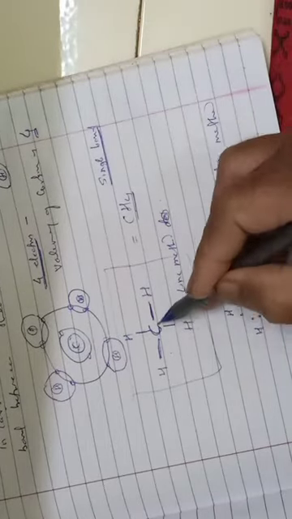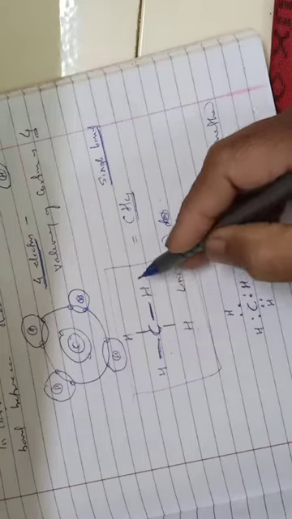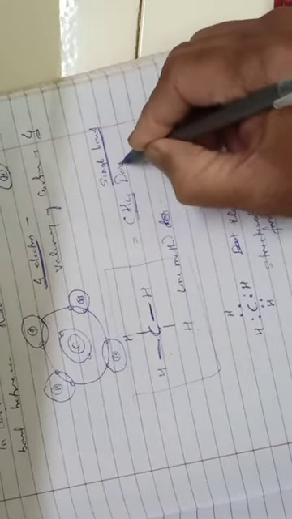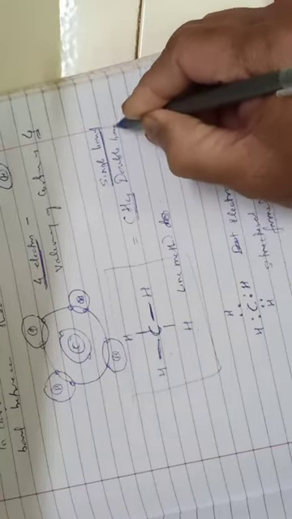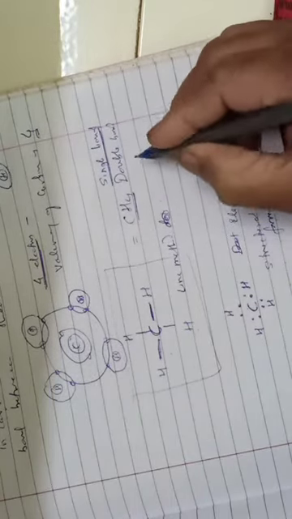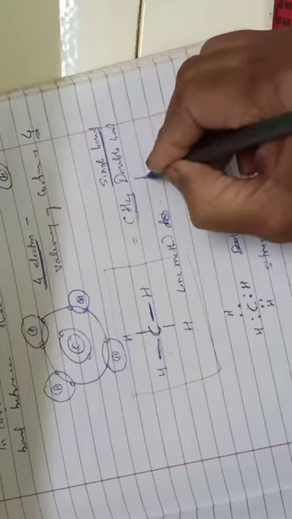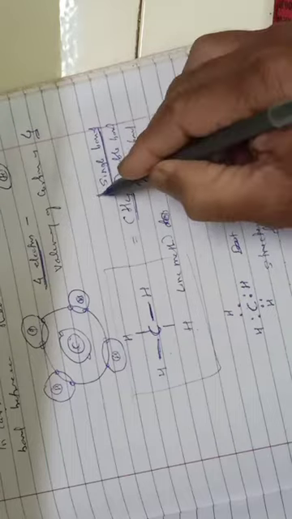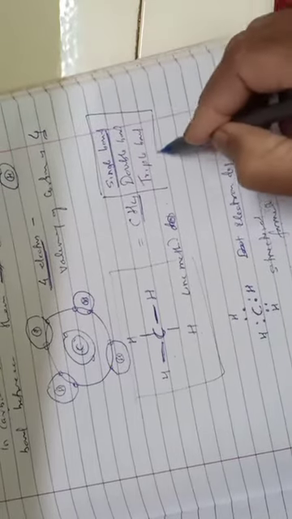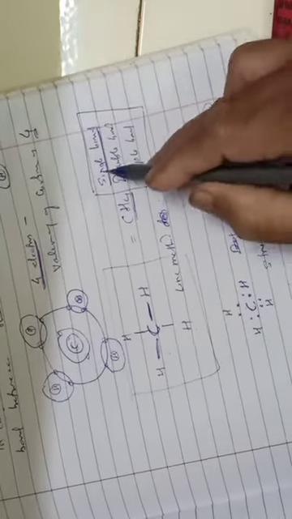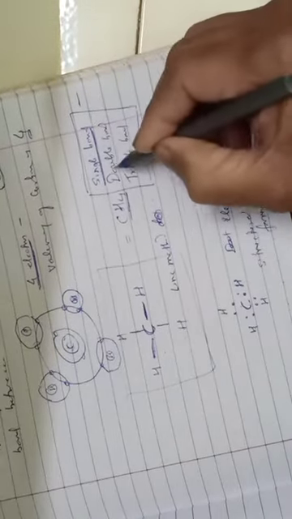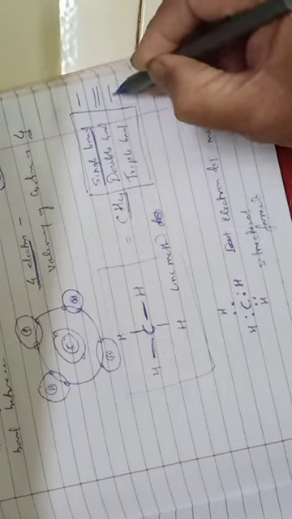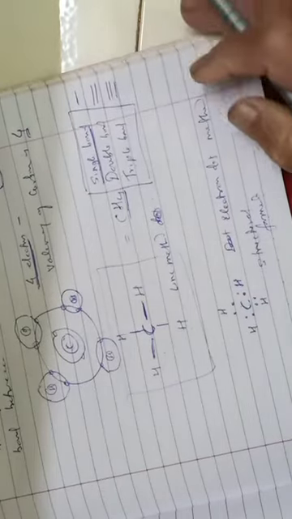Sometimes carbon and carbon share two electrons with each other. That time the bond present is called a double bond. Sometimes carbon atoms share three electrons with each other. That time they form a triple bond. So in carbon compounds there are three types of covalent bond: a single bond is indicated by a single line, a double bond by two lines, and a triple bond by three lines.